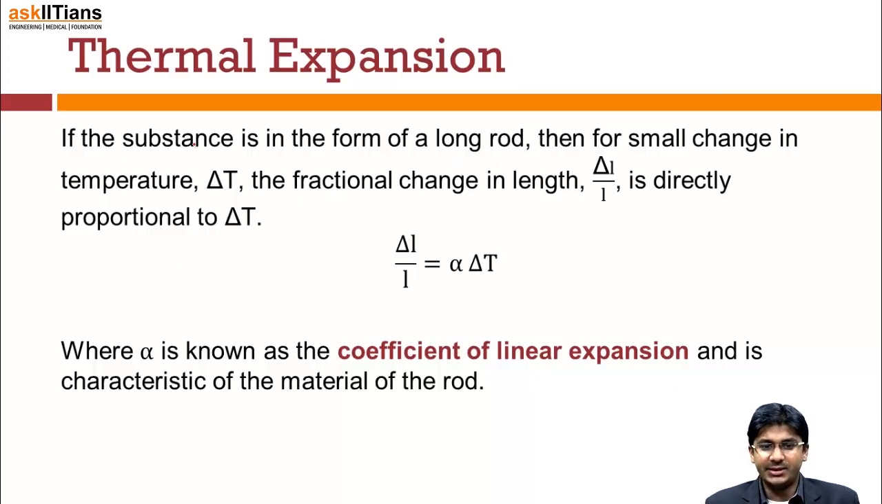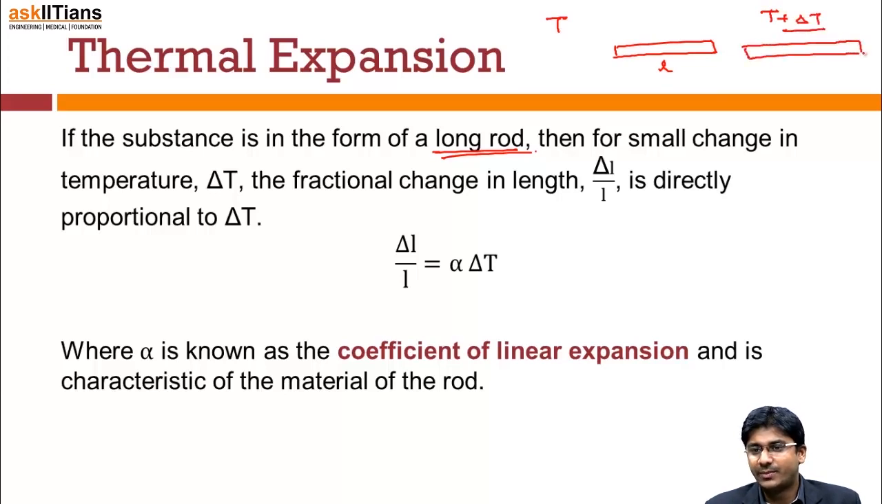We are seeing here in detail. Now if a substance is in the form of a simple long rod of length L, then for a small change in temperature delta T, suppose it is at temperature T and you increase the temperature to T plus delta T, what will happen? Its length will change to L plus delta L.